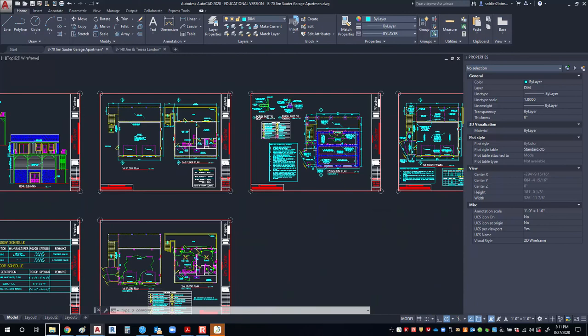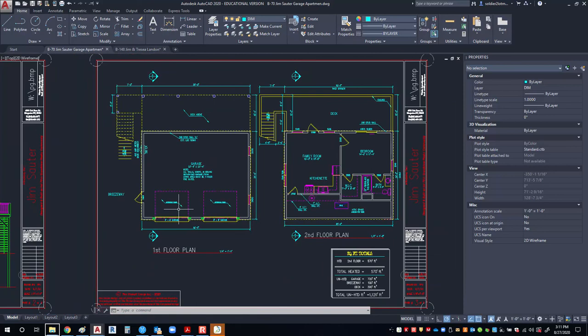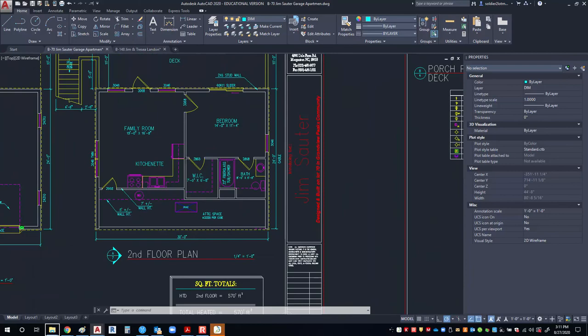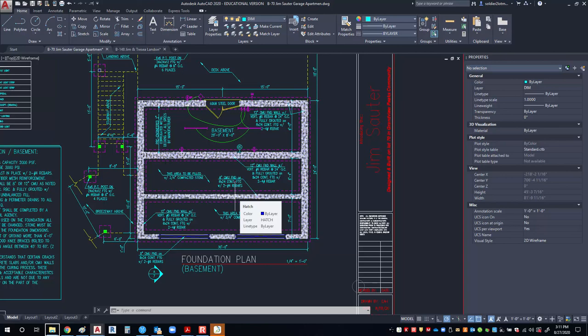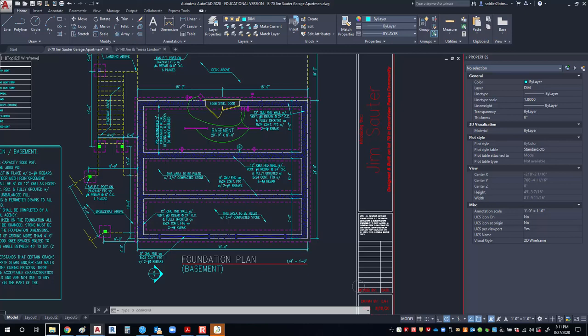Now, all of these are still part of the orthographic projection. So I've got the first floor plan. I've got the second floor plan. I have the foundation plan. So a plan is nothing more than a bird's eye view of the building. Remember what I said, it's the bird's eye view of the building. You may see that again, so make sure you remember that. The plan is the bird's eye view of the building.